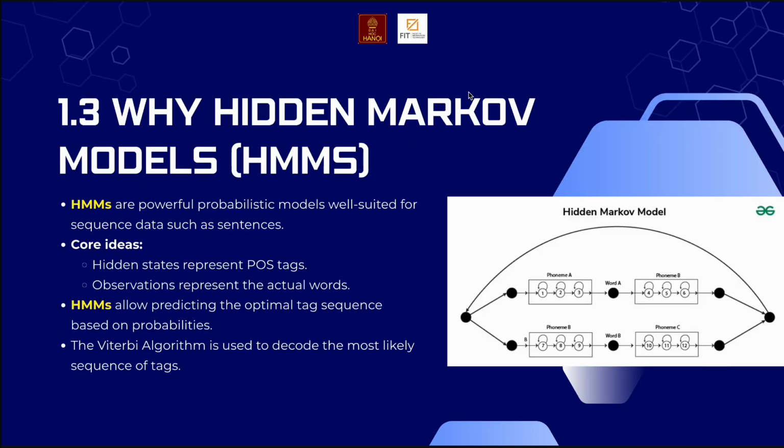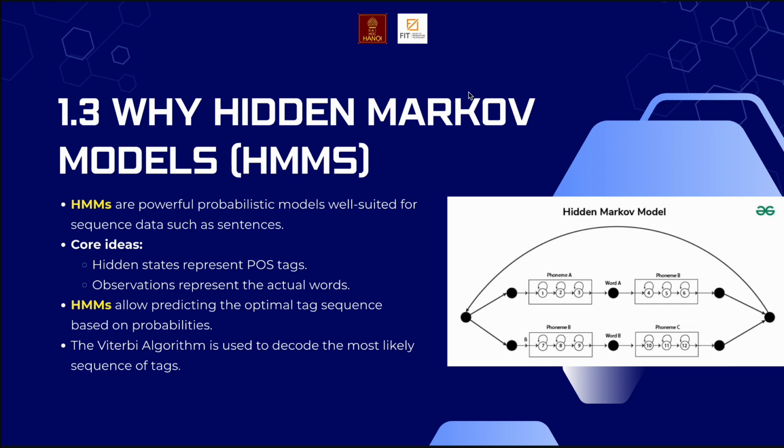For a solution, we chose a hidden Markov model because it is a powerful probabilistic model that suits sequential data like sentences. The core idea of an HMM is that hidden states, in this case the POS tags, generate observable events, which are the actual words. This model allows us to predict the optimal tag sequence based on probabilities, and we will reveal what we are going to calculate.